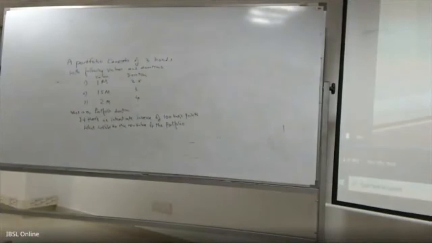This is the exercise. A portfolio consists of 3 bonds with the following values and durations. First one's value is 1 million and duration is 2.5. Second one's value is 1.5 million, the duration is 3. Third one's value is 2 million, duration is 4. First of all, you need to calculate the portfolio duration. Then, if there's an interest rate increase of 100 basis points, what could be the new value of the portfolio?